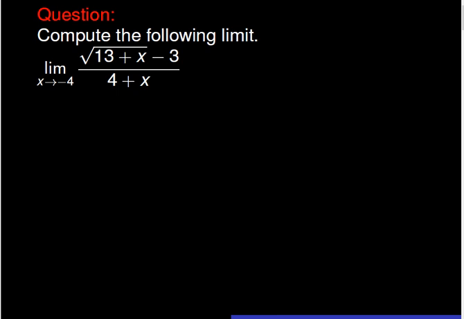In this example we are asked to compute the limit as x goes to -4 of the fraction square root of 13 plus x minus 3, over the quantity 4 plus x. First of all, we try to evaluate the value of the fraction at the point x equals -4.